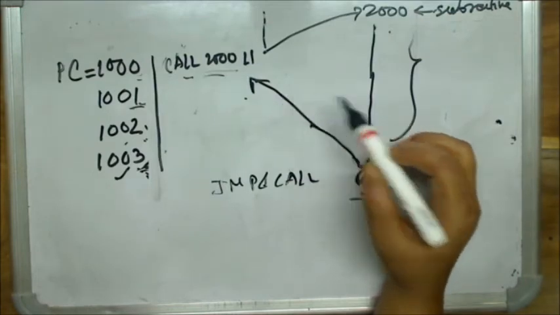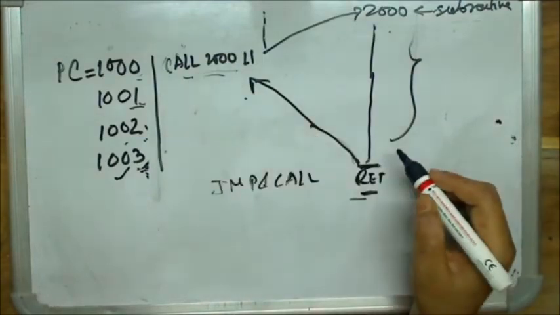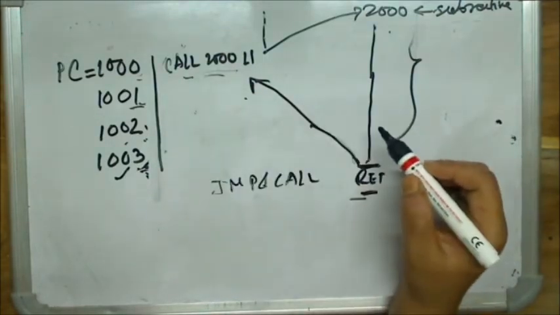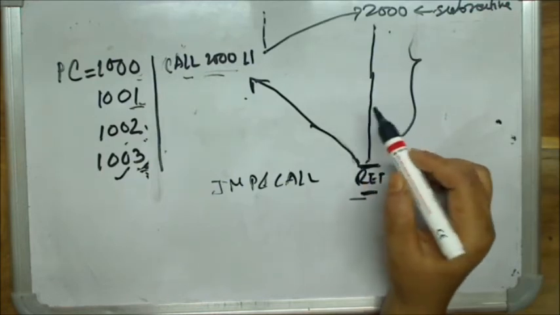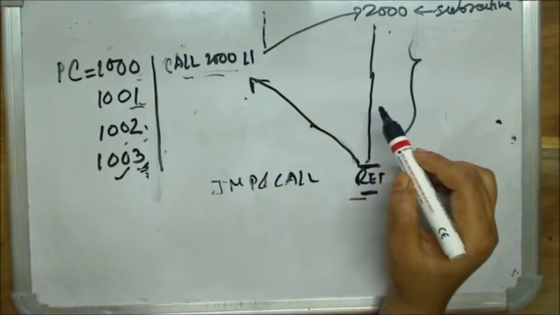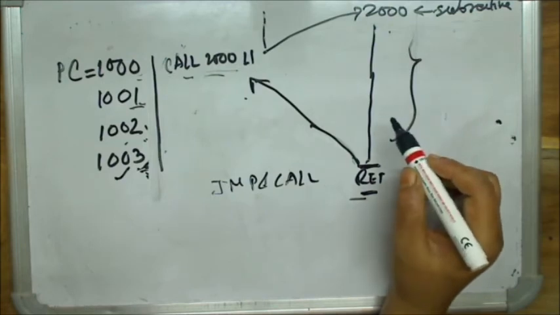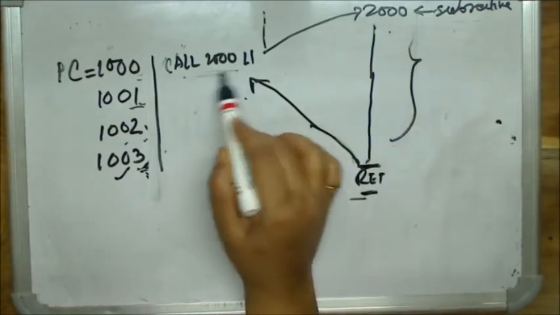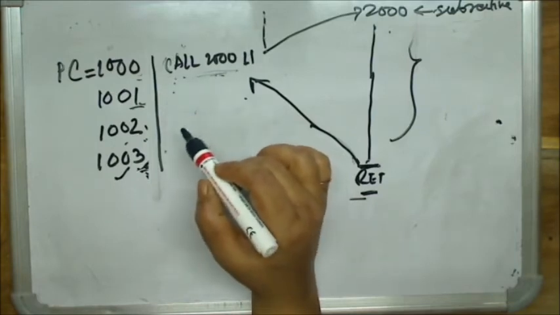Now we'll understand how this call instruction functions. Call 2000H is a 3-byte instruction, right? You can see that. So how will this get stored? One memory location holds 1 byte, so this 3-byte instruction will get stored in 3 memory locations.